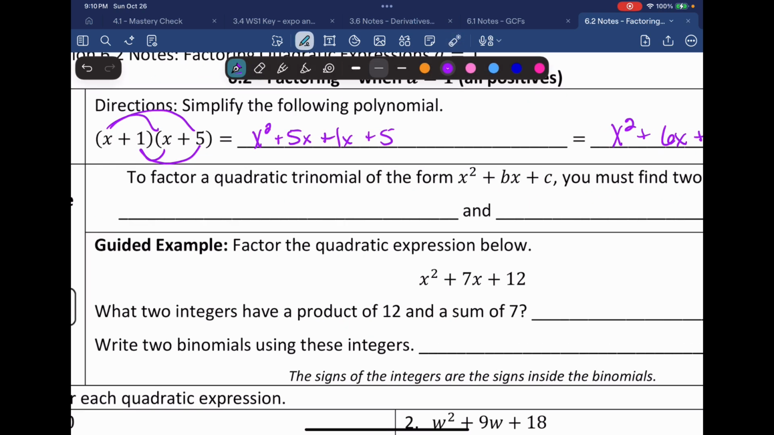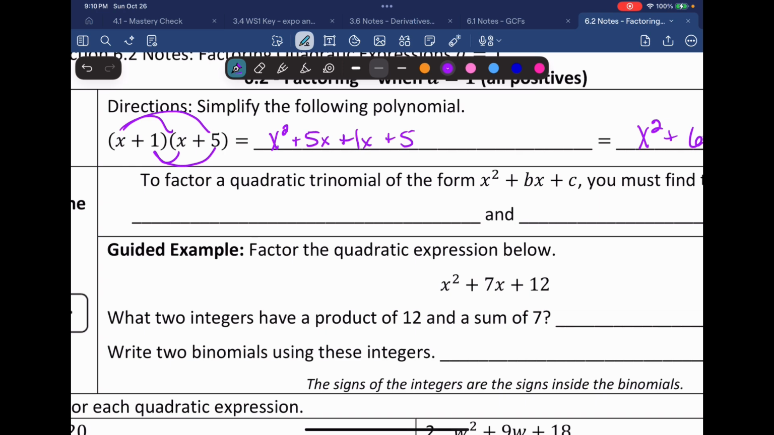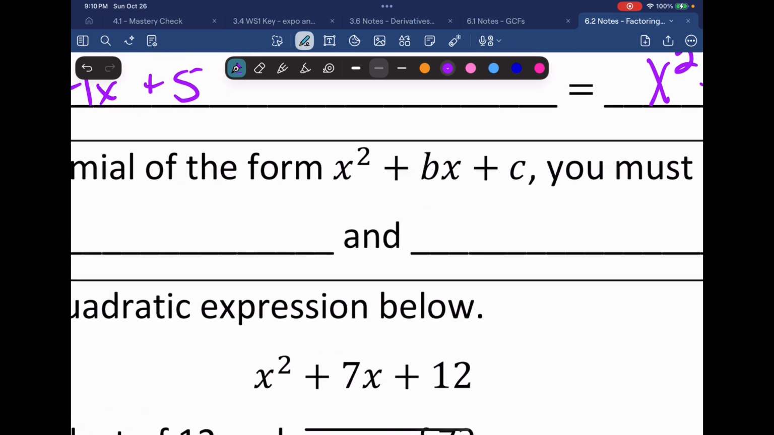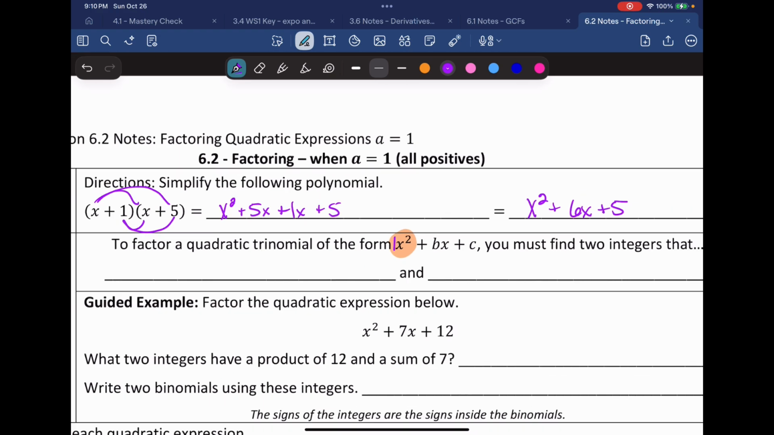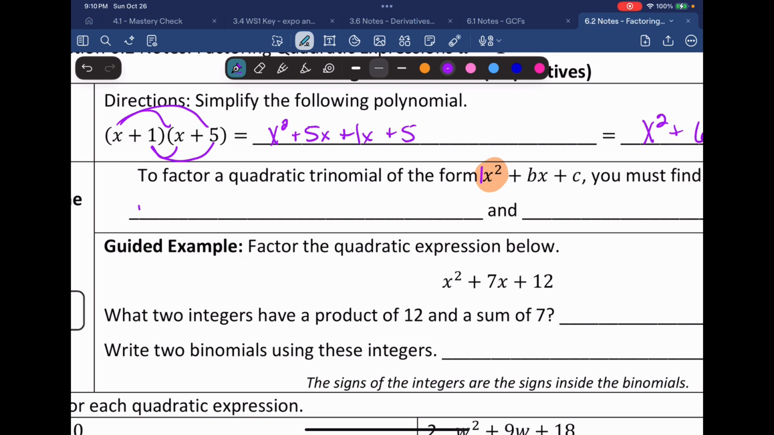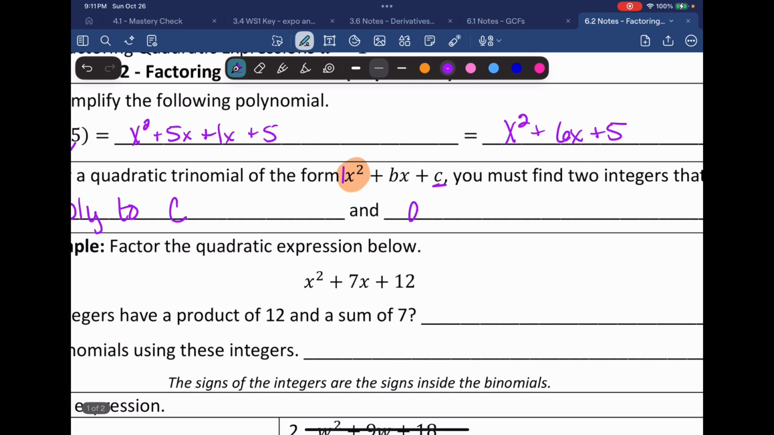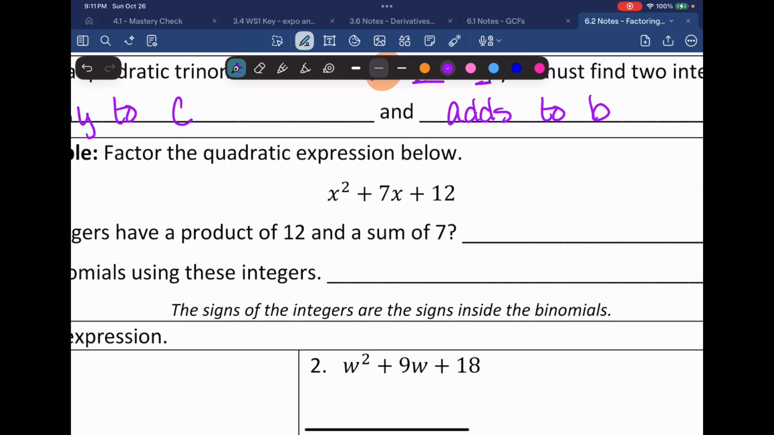So to factor a quadratic trinomial, so 3 terms, x squared plus bx plus c. The key on this, I want you to underline it or highlight it. This x squared has a coefficient of a positive 1. You must find 2 integers that multiply to c, so that's this term, and add to b, so that's this term. So if I'm factoring this quadratic expression, the first thing I'm going to double check is that the leading coefficient is a positive 1. It is here.